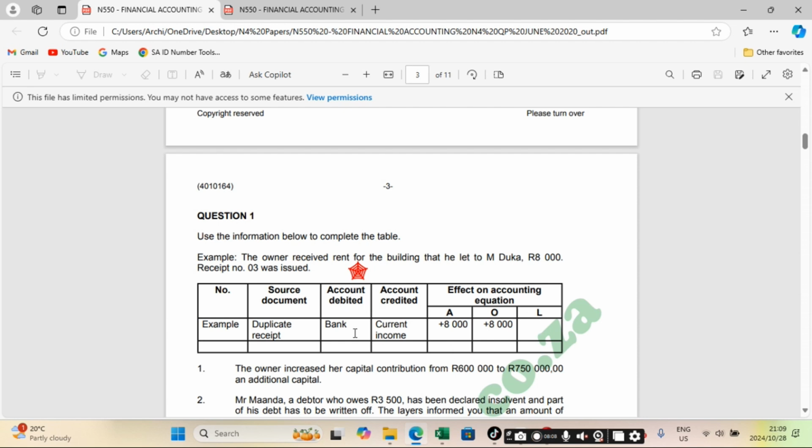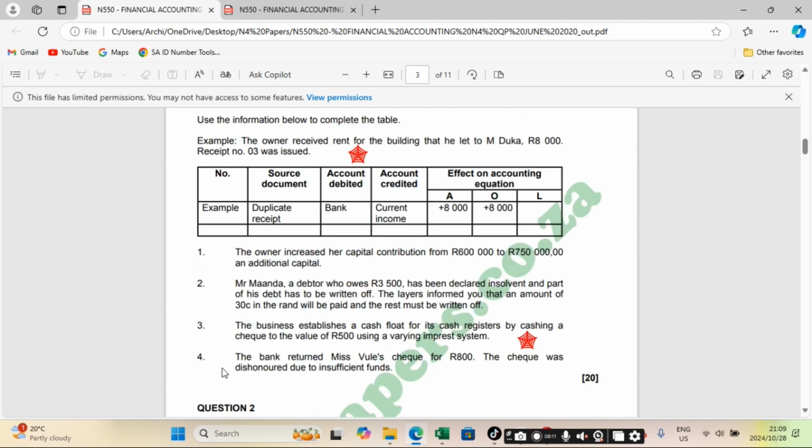If maybe there's something you didn't understand on this, just rewind the video and then you'll get a clear understanding. Okay, so I'll be dealing with these 4 transactions. I'll try to deal with these 4 transactions as fast as I can.